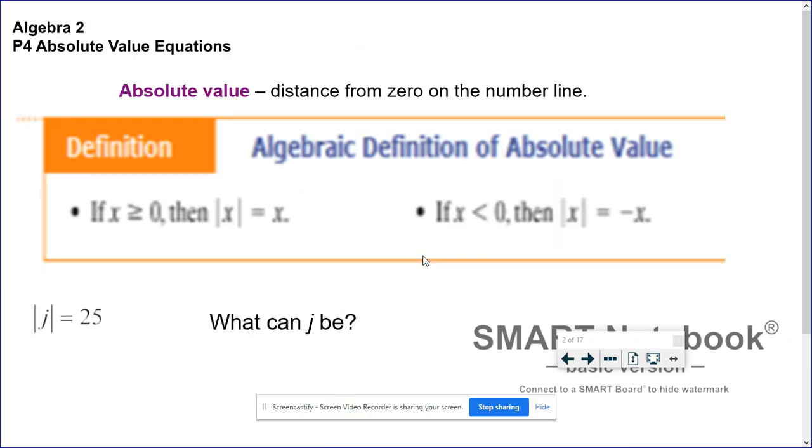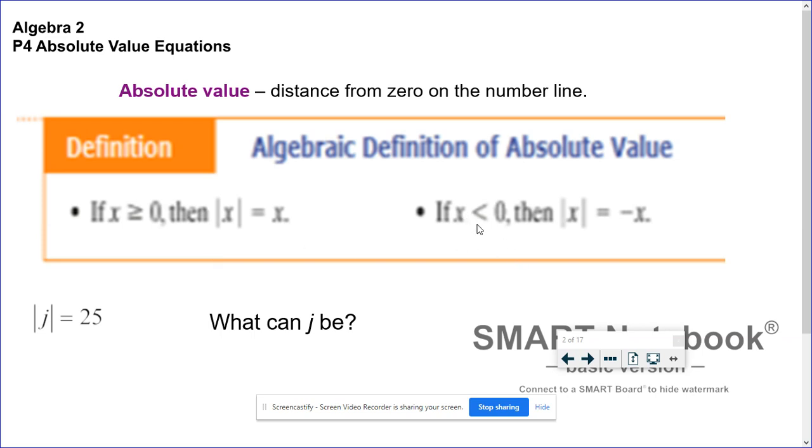Let's first start with the definition. The absolute value of a number is defined as its distance from zero on a number line. That's why when you think of absolute value in practice, you think of it as a positive number. Well, a distance has to be a positive number. If you look at the algebraic definition of absolute value, for an x value greater than or equal to 0, its absolute value is itself. So for instance, the absolute value of 3 is 3, because 3 is 3 away from 0 on a number line.